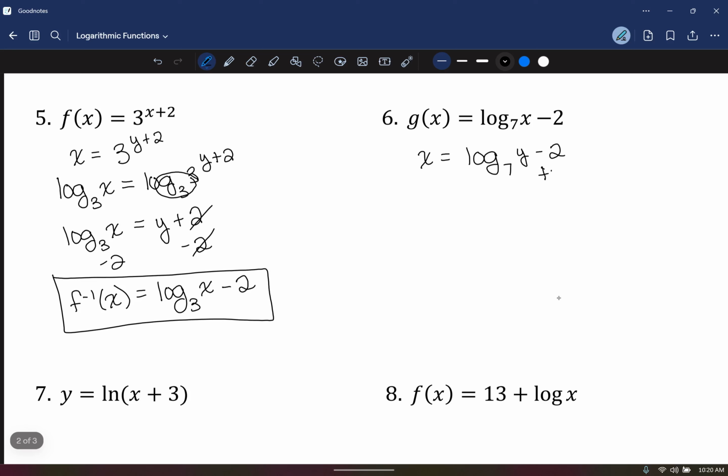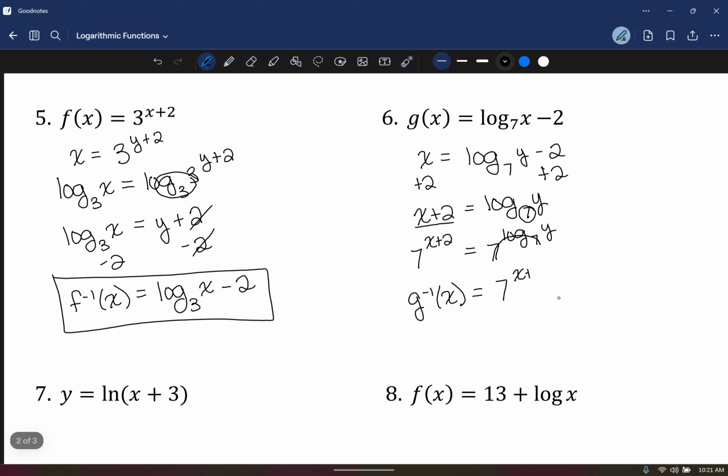So the first thing I need to do is add 2. So now I have x plus 2 is equal to log base 7 of y. Now that that log with the variable is isolated, I can use an exponential base of 7. So I have 7, and since this is all over here already, I need to raise it to the top here, all of it. And same thing with this right-hand side. We have 7 to the log base 7 of y. That cancels. Now y is by itself, so I can go ahead and use my inverse notation. G inverse of x equals 7 to the x plus 2.